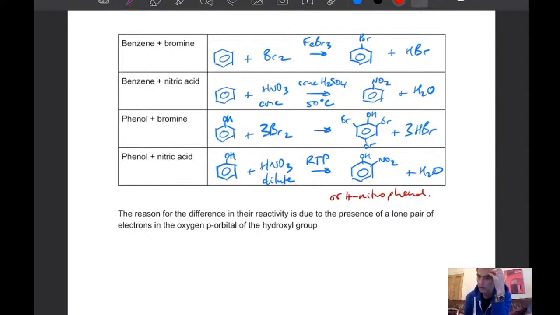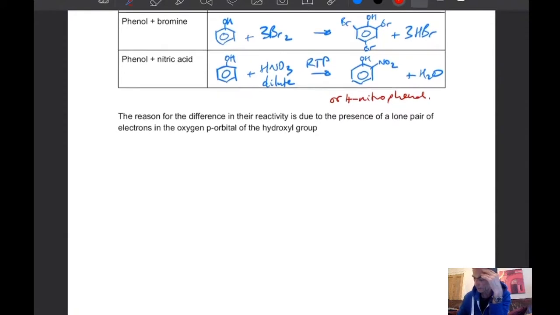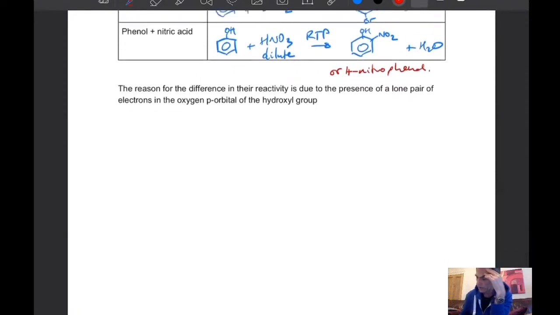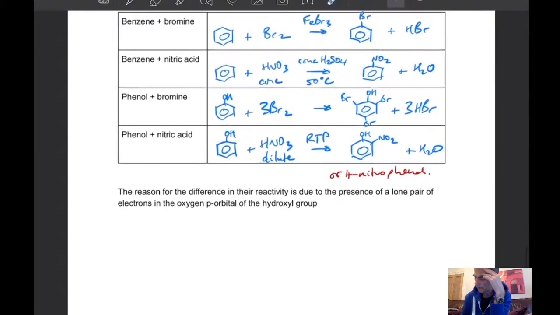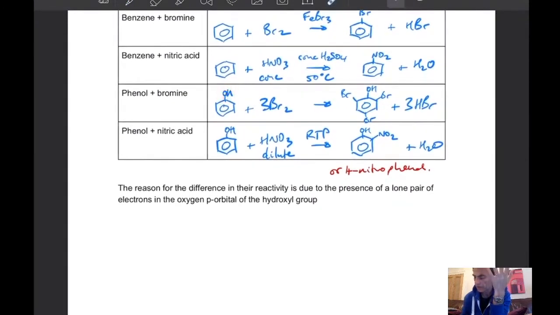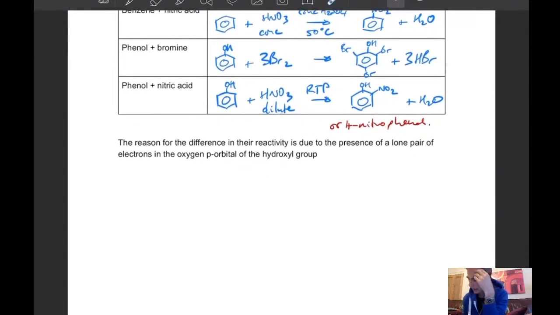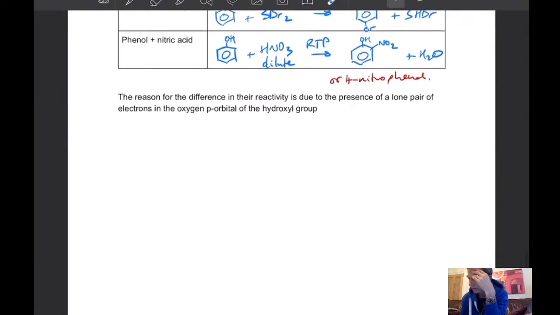No, not for OCR anyway, no mechanisms needed for phenol. If you think about it, the only difference between benzene and phenol is this OH group, so it's got to have everything to do with that, and it does. The reason for the difference in the reactivity is due to the presence of a lone pair of electrons in the oxygen p orbital of the hydroxyl group.